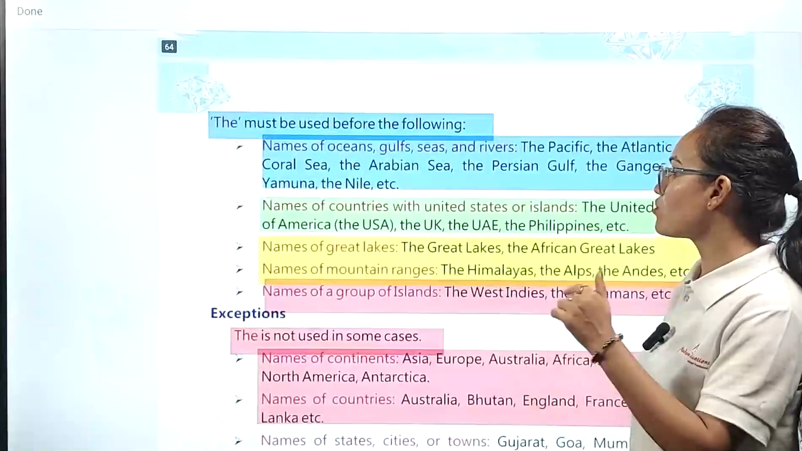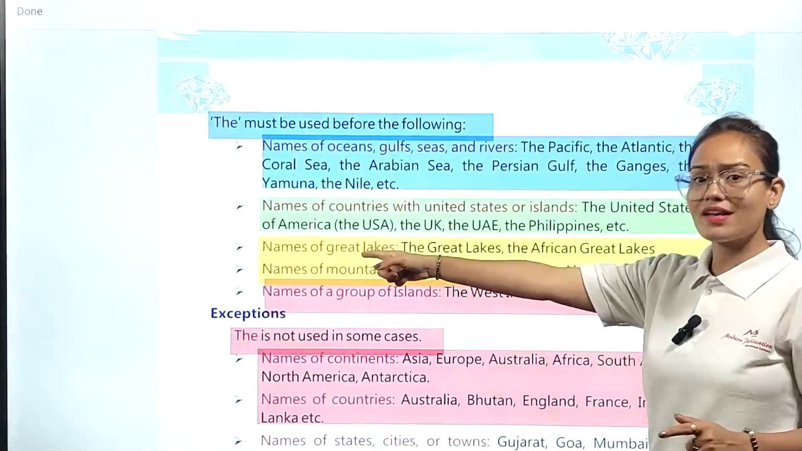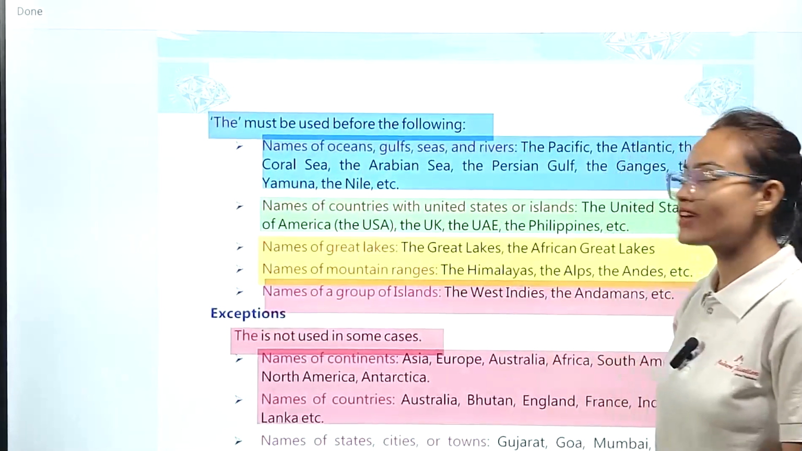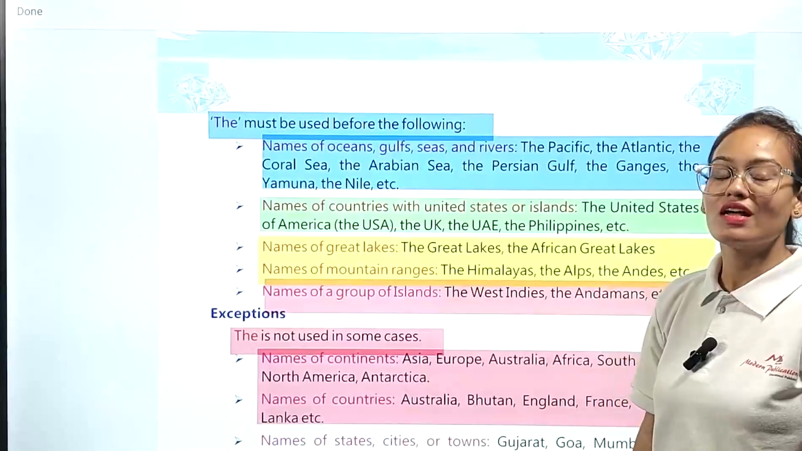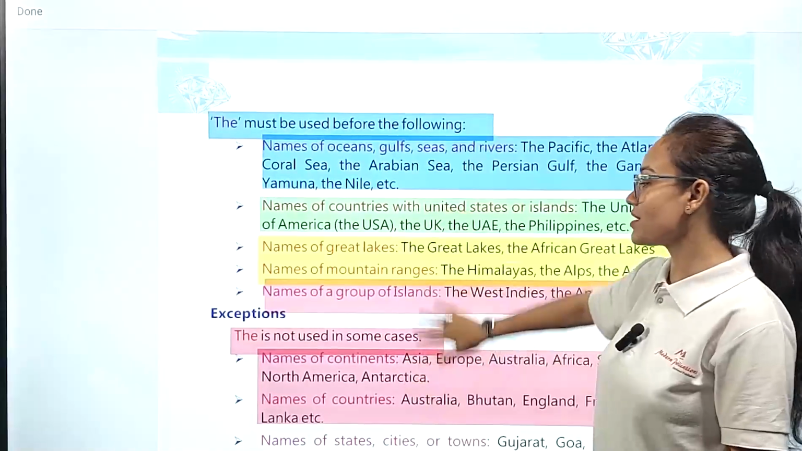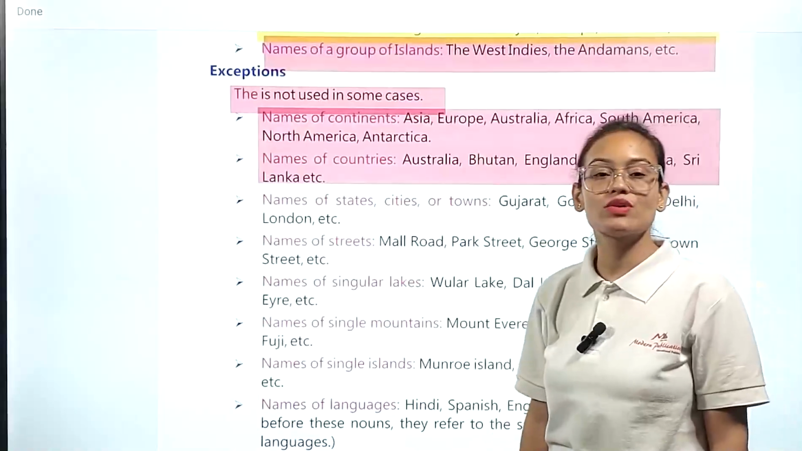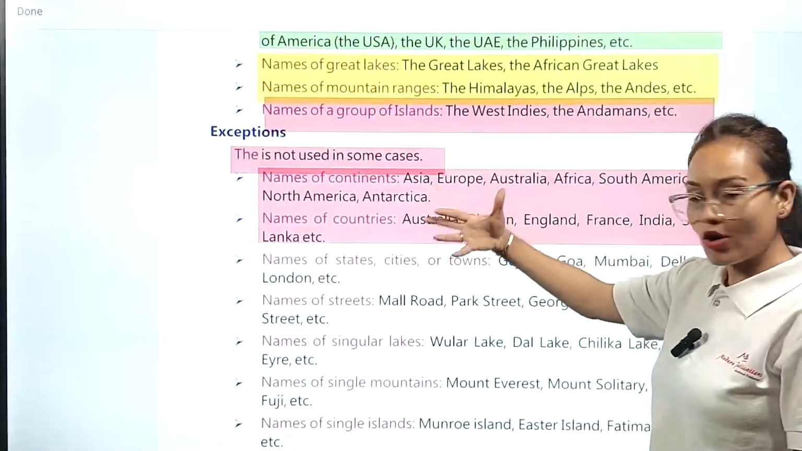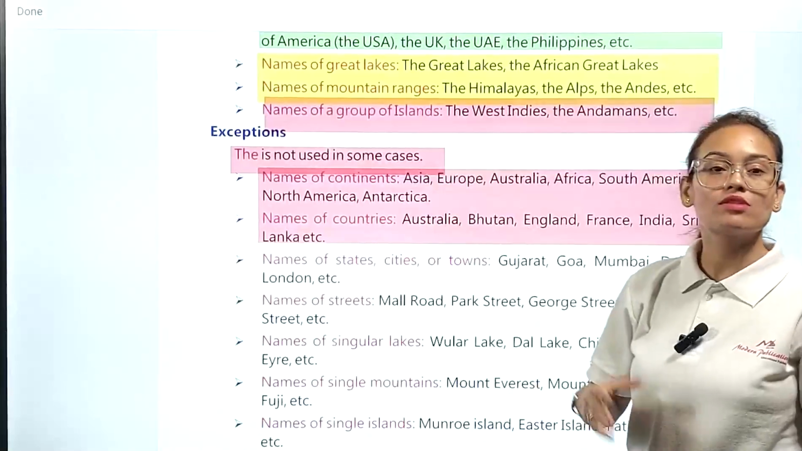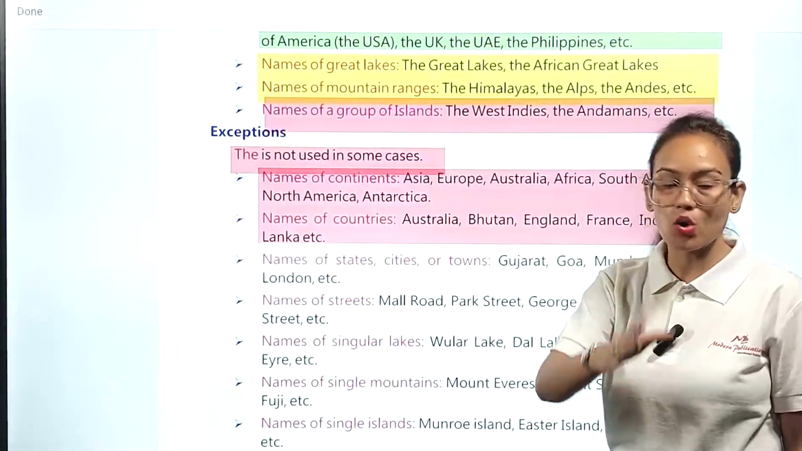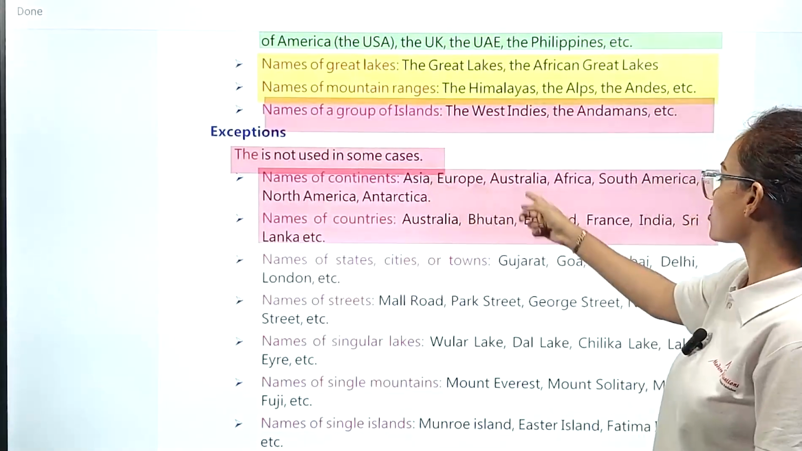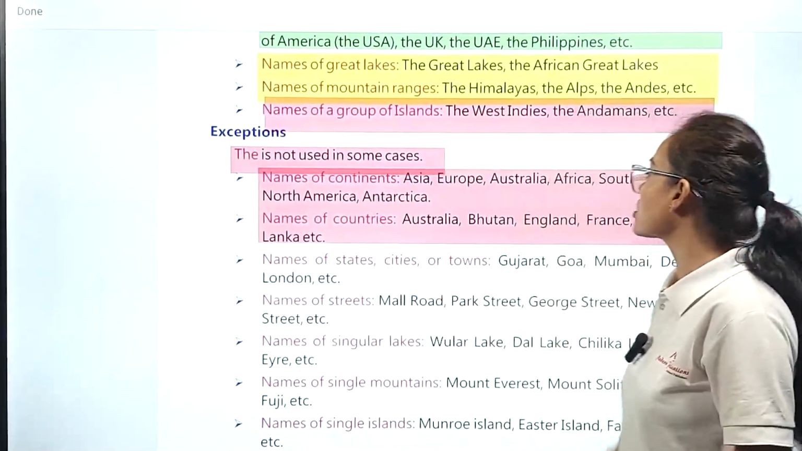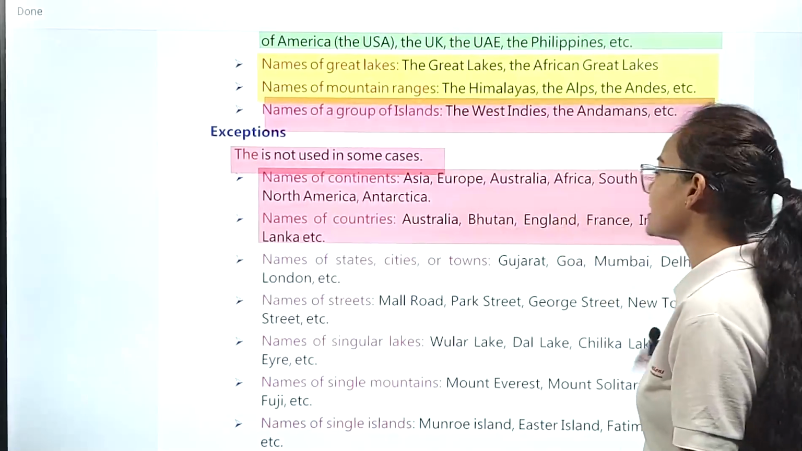But here a question comes. Earlier I already read this line: names of countries with United States or islands. Here we use the. My dear student, except for these countries, for the rest of the countries we don't add any kind of article. Example, continent names: we don't call them the Asia, the Europe. No, we call them Asia, Europe, Australia, Africa, South America, North America, Antarctica. Country names: Australia, Bhutan, England, France, India, Sri Lanka.